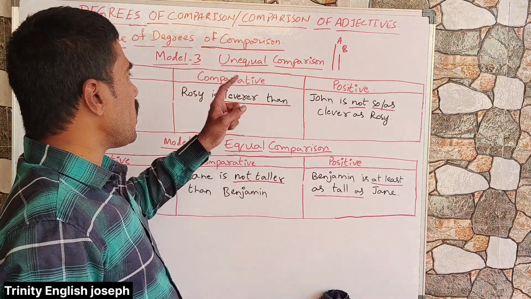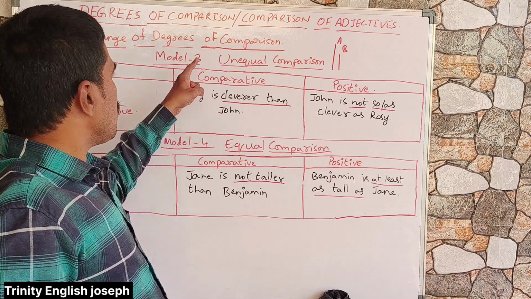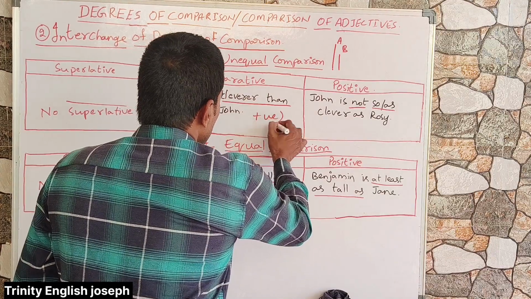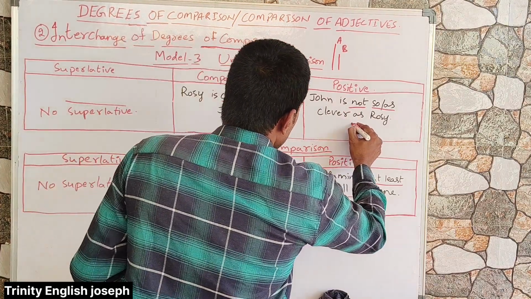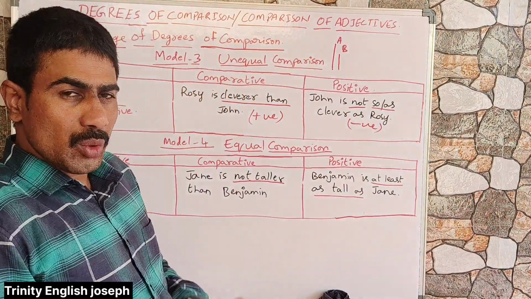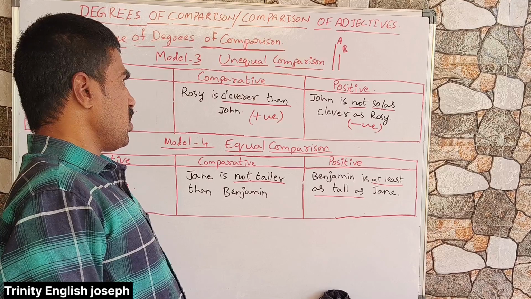So in that way, one is more, the other one is less. Here in model 3, if you get a positive sentence here, you would be getting a negative sentence here in the positive. So please remember, these two come in opposite to each other.